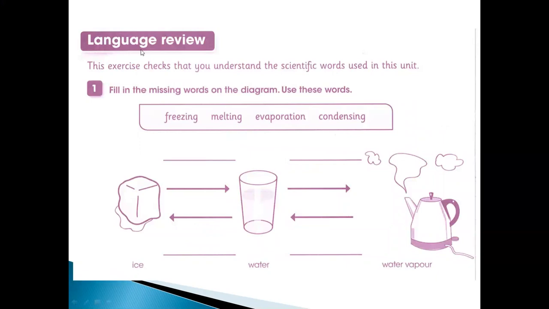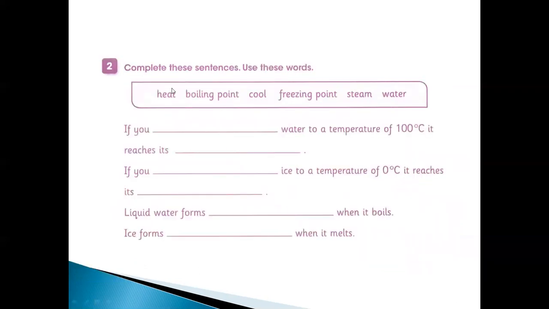Okay, after this, language review from the activity book, fill in the missing word. This is ice, this is water. So ice, if it changes into water, it is called melting. And then if it changes into gas, it's called evaporation. And what about when gas changes into water and water changes into ice? Water changing into ice is freezing. And this is condensation. Done, boys. Question number two.